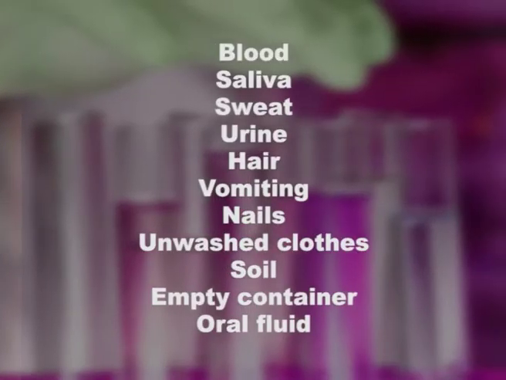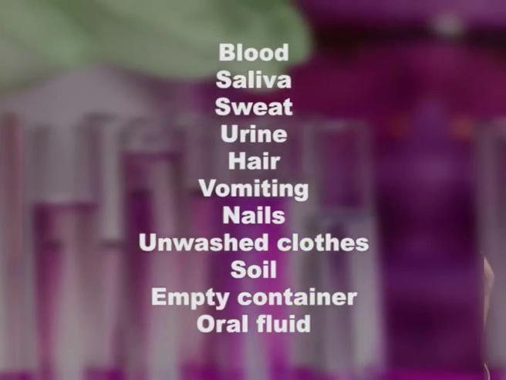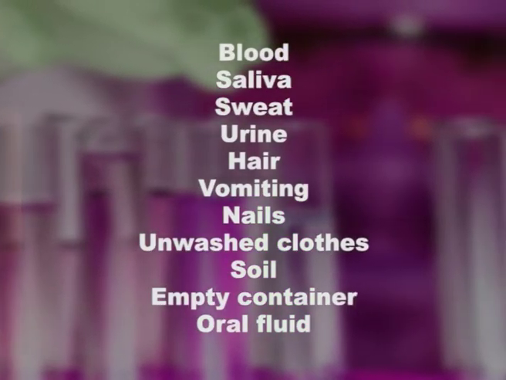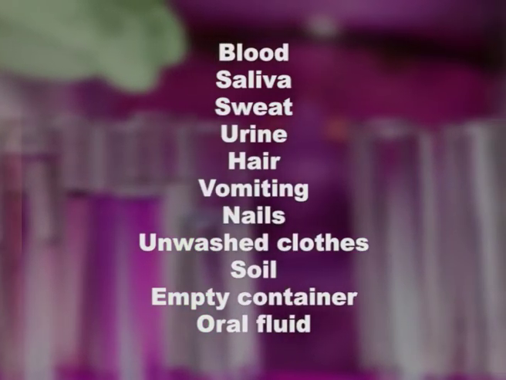Now, the other condition that forensic toxicologists should keep in mind is whether the case is ante-mortem or post-mortem. As we know, in ante-mortem cases, one would have limited samples, as only a small number of sample types are available from the living, that is blood, saliva, sweat, urine, hair, vomit, maybe exhaled air, unwashed cloth, soil, empty container of the poison and oral fluid.